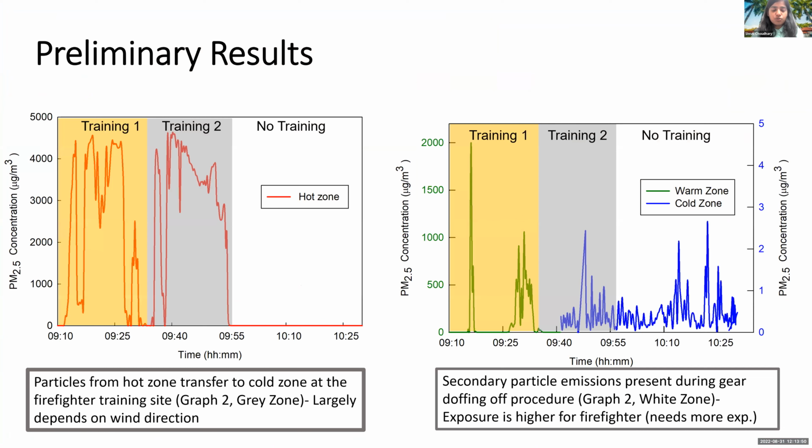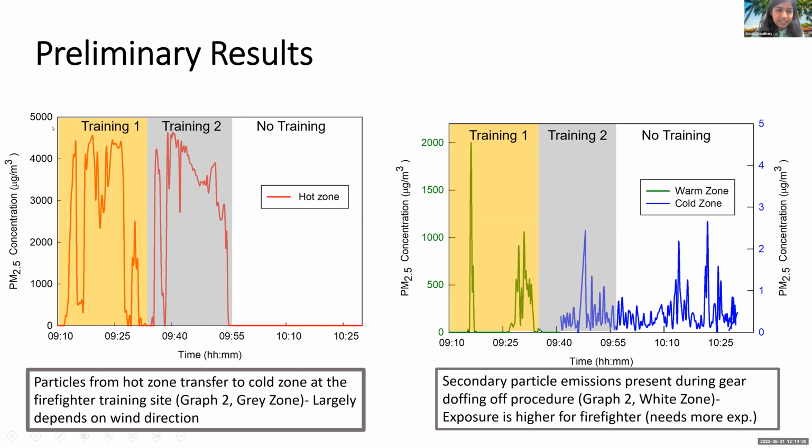Okay, so let's talk about the results that we obtained. Here, the figure on the left shows the red curve, which is all about the hot zone. That is when the sensors were present in the hot zone. The green curve represents the sensor data from the warm zone. And then the blue curve represents the sensor data in the cold zone.